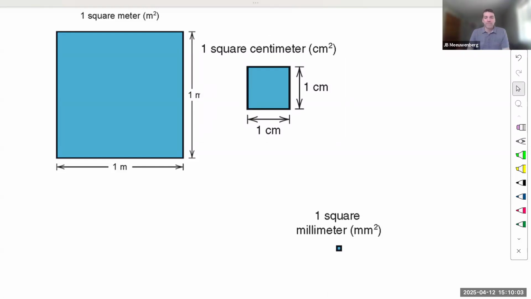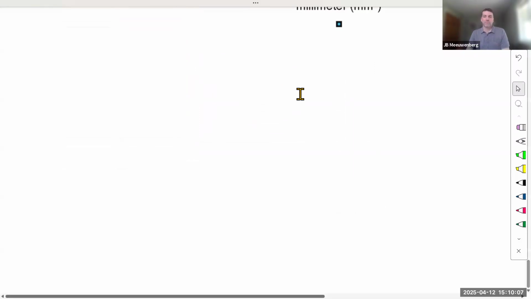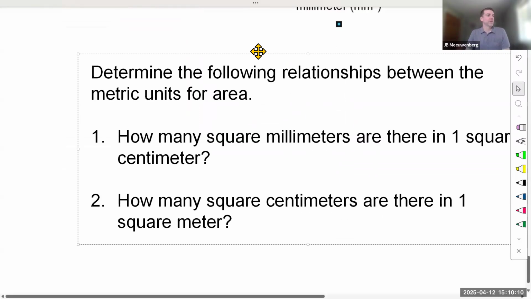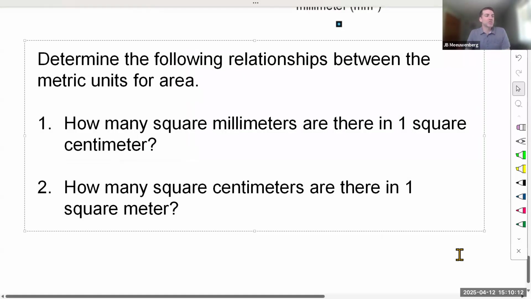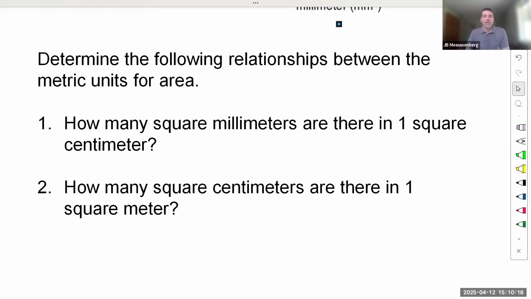So here is a question for you related to the previous topic, but now with the metric system. See if we can figure out these relationships. How many square millimeters are in a square centimeter? And how many square centimeters are there in a square meter? Take a minute to see if you can answer those questions based on what we already know.